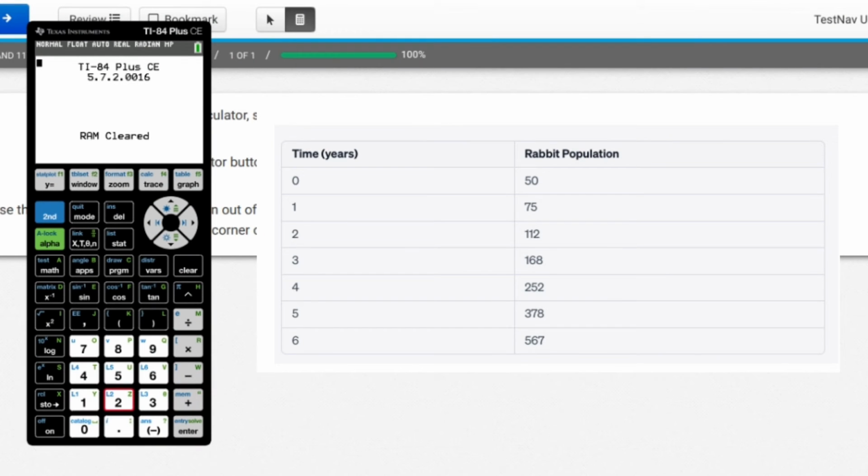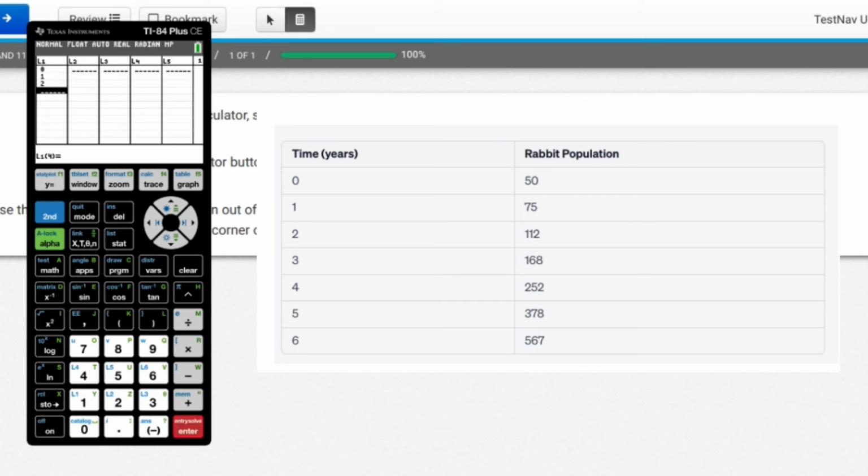All right, so we've got this problem about rabbits and stuff, and it wants us to make an exponential regression to find an equation for the data. So let's plug the data in. Stat, edit. Just be careful with the typos, although the left side should be easy to handle. 0 through 6, like so. And then we've got 50, and then we've got 75, 112, 168, 252, 378, 567. I don't think I made any typos there.